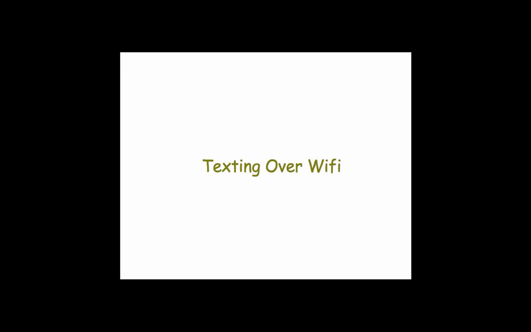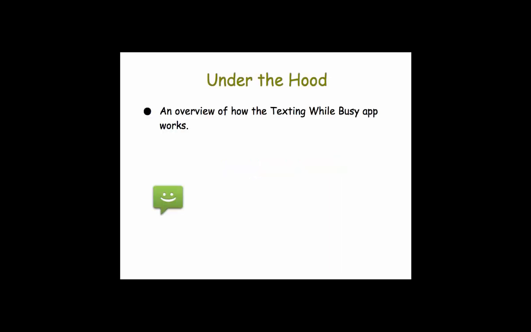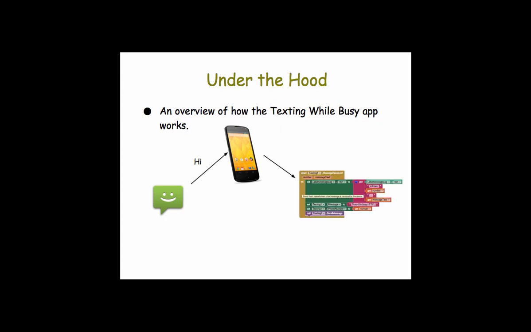Before looking at the details of the app, it's important to look at some background information about how texting over Wi-Fi works. First of all, let's take a look under the hood of the app. When the device that the app is running on receives a text message, in this case hi, the message is sent to the app where it is handled by the message received event handler. And the code in this block, as we'll see in more detail in a moment, automatically sends back a reply, sorry, I'm busy, talk to you later. So that's what's happening most of the time. We'll see there are subtleties here as we go on further.